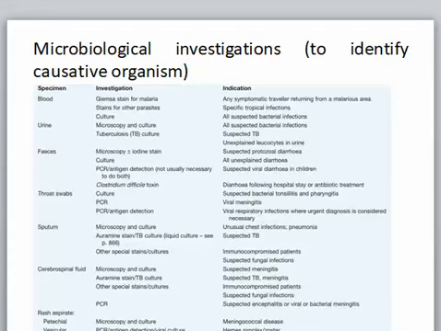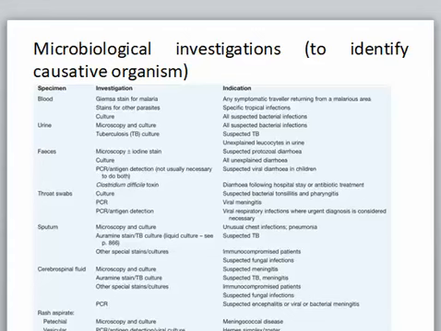Urine is used for microscopy and culture for all suspected bacterial infection, and tuberculosis culture is done if there is suspected TB and the leukocytes in the urine are unexplained and coming up repeatedly, then TB culture is required. Feces microscopy plus iodine stain is used for protozoal diarrhea. Culture of the stool for all unexplained diarrhea.